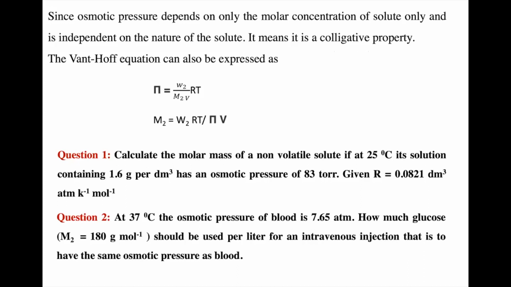So you can give the mathematical equation of osmotic pressure. Osmotic pressure is always denoted by pi, this notation. So pi is equal to W2 upon M2V RT. Or you can also write this equation in terms of M2 is equal to W2 RT divided by piV. So this is the mathematical equation of the osmotic pressure.